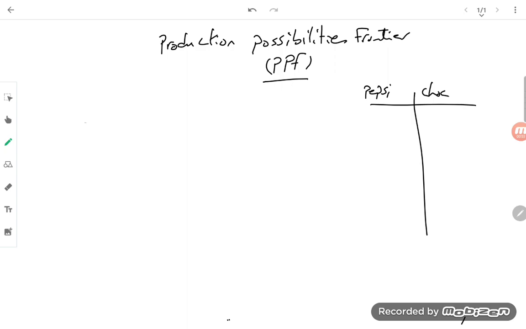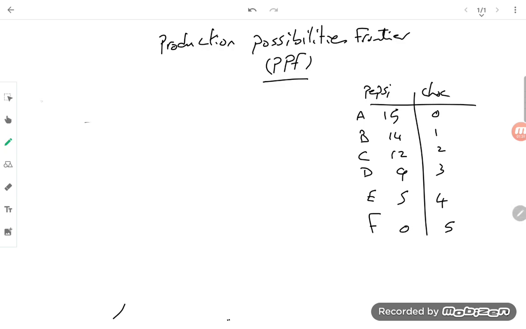So if you are going to use all your resources to produce Pepsi, you can produce 15 cans of Pepsi and 0 chocolate. And if you are going to devote all our resources to the production of chocolate, you can produce 5 chocolate and 0 Pepsi. Or different combinations: 1 and 14, 2 and 12, 3 and 9, 4 and 5. So these are different combinations of Pepsi and chocolate that can be produced using a fixed or a given amount of resources.